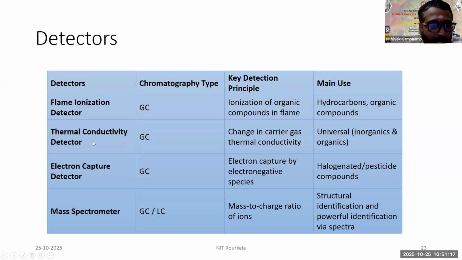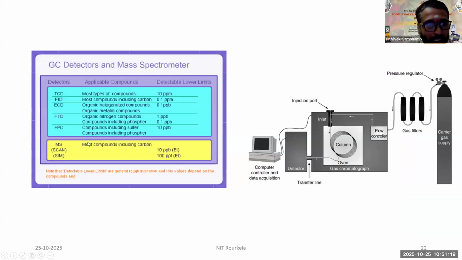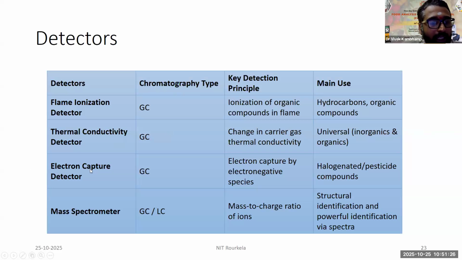Thermal conductivity detector, TCD detector. See here the short form is used. TCD detector, FID detector. Here I have given the abbreviation. Here you can see. Similarly, mass spectrometry. These are previously used detectors. Nowadays, everybody is using mass spectrometer detector.